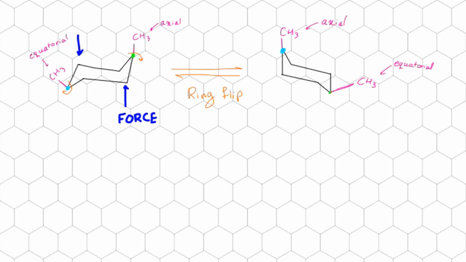So this is what we call a ring flip. It could be due to a force or any other reason. But the point is, if there's any substituent equatorial, it's going to turn axial. If there's any axial substituent, it's going to turn equatorial.